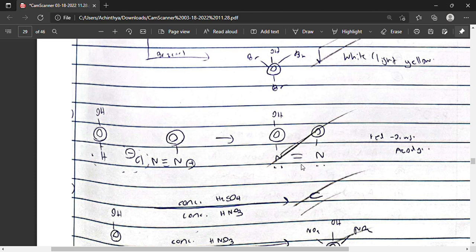If we were to react phenol with diazonium salt, we will get a red-orange colored azo dye, which looks as follows. You see, the H and Cl react, and this triple bond turns into a double bond, and this bond goes to attach to this.